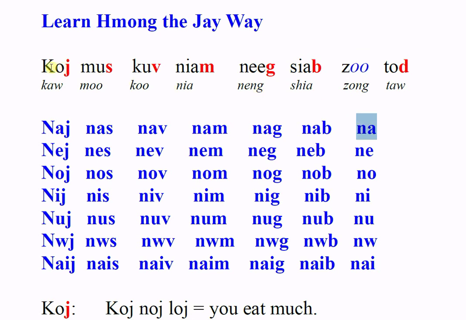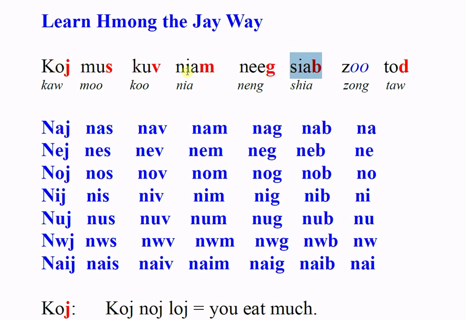Again, you must memorize this tonal line right here. Go, mu, gu, nia, neng, xia, zhong. Not only the word, but the ending character, the tone marker, you have to memorize it. So when you say nia, you know that it's M, or ending with the M. Xia, xia, ends with a B.